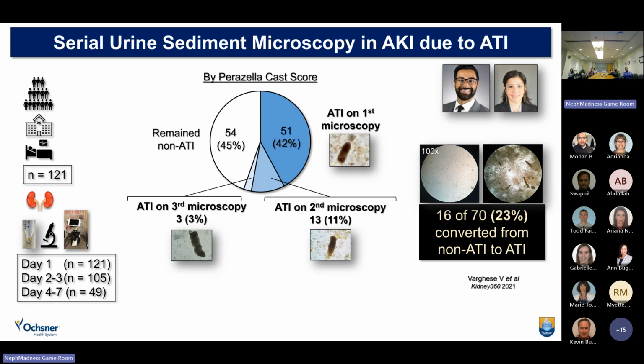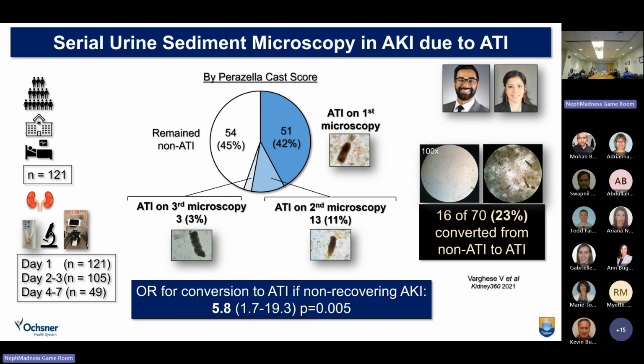And the question was, well, how often does that happen? In what cases should I suspect it? Should we just repeat on everybody? Obviously, that wouldn't be feasible. And we conducted a regression analysis. What we observed is that the risk for conversion from non-ATI to ATI was in those who had an AKI that was not recovering. It means the creatinine was going up or not getting better, and those were the patients that were more likely to show casts. And it makes sense, right? If patients are not getting better, you're still suspecting ATN, it's good to be reassured of the diagnosis.